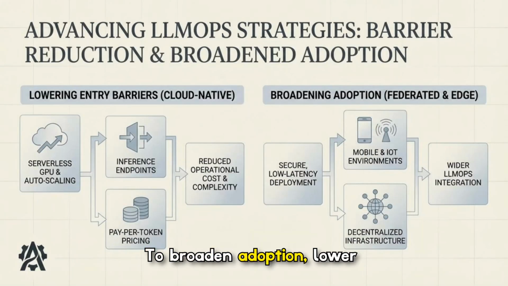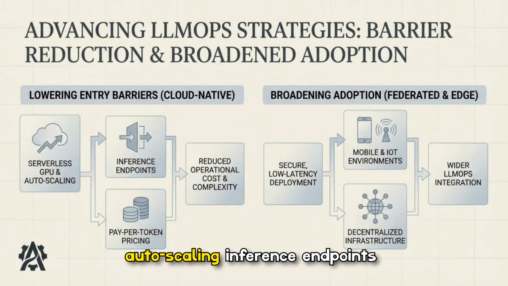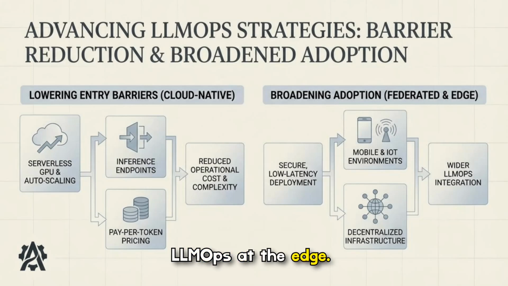To broaden adoption, lower entry barriers with cloud-native patterns like serverless GPU, auto-scaling inference endpoints, and pay-per-token pricing that reduce cost and complexity. At the same time, enable federated and edge deployments for mobile and IoT use cases with decentralized infrastructure to support low-latency, secure LLMOps at the edge.